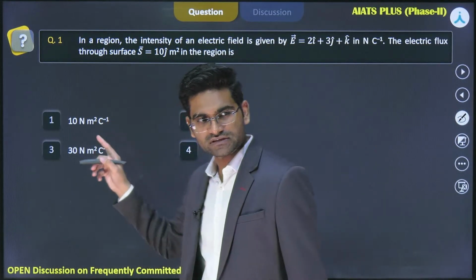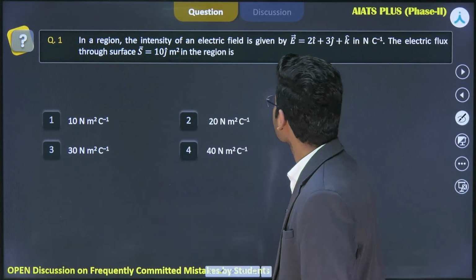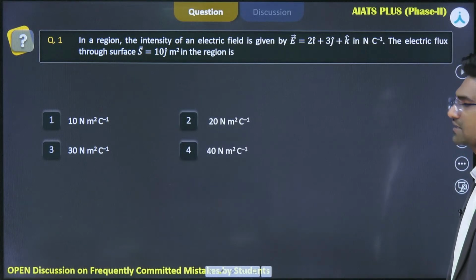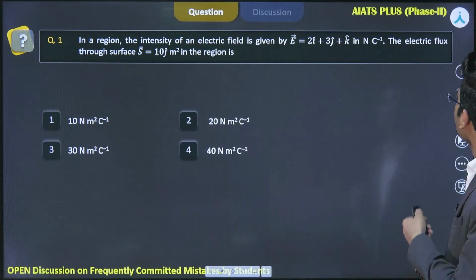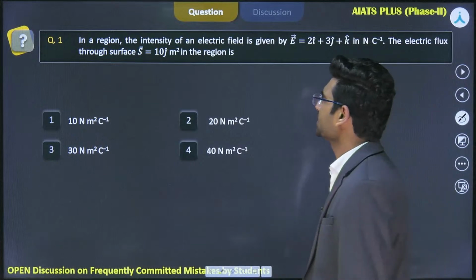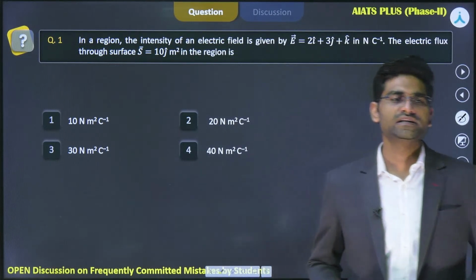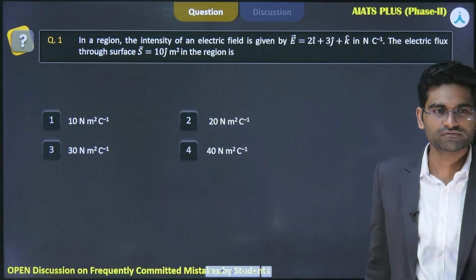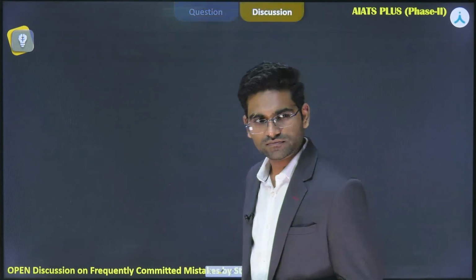This is the first question, and it says, in a region, the intensity of an electric field is given by E vector is equal to 2i cap plus 3j cap plus k cap in Newton per Coulomb. The unit is given here. The electric flux through surface S vector is equal to 10 j cap meter square in this region is, all right? So we have to find the electric flux. Electric field is given, area vector is given, and we have to find the electric flux. Let's see the concept first.